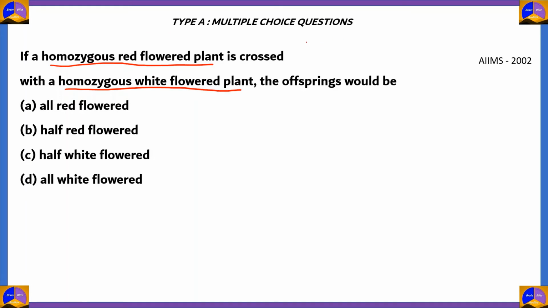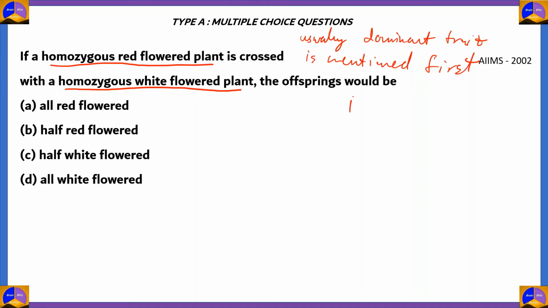So in questions, usually the dominant trait is mentioned first. So therefore, we can safely assume that red is dominant. So let's represent it with capital R. And white is recessive. Let's represent it with small r.